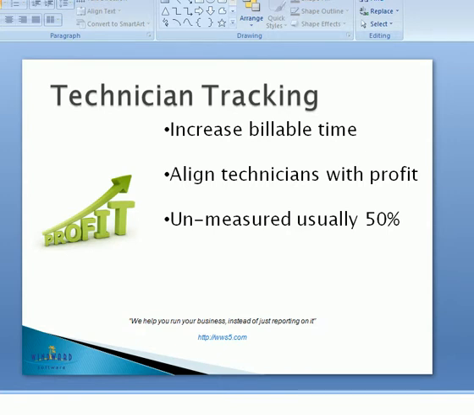This is an overview of technician tracking in Windward System 5. Typically, with technician tracking, we're trying to increase billable time and align technicians with profit. In the customers that we typically work with, it's unmeasured. If you're not looking at your technicians' time and where it's being billed, it's usually running around 50%. So if they're working for you for 8 hours, they're billing 4 hours.